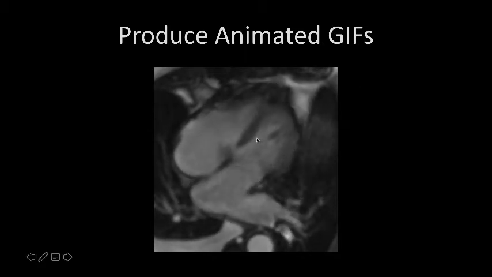The other thing I'm going to do is show you how to produce animated GIFs. And again, I think this is one of the strongest features of ImageJ. Here's an animated GIF of the patient's MR, four chamber cine, showing this ventricular interdependence here. You see the septal bounce during diastole.